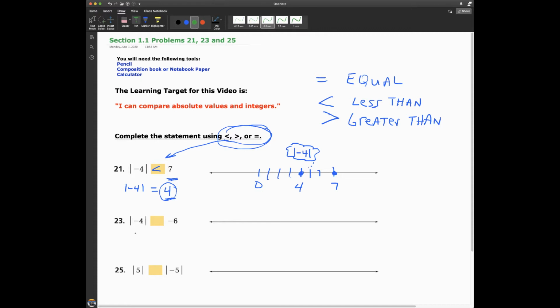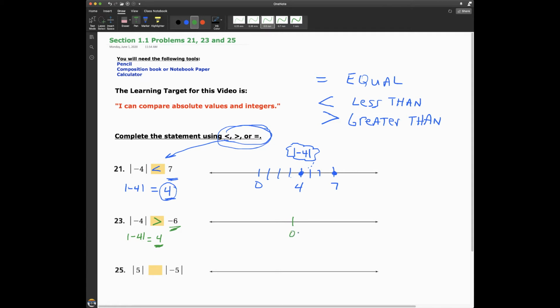Number 23. So let's look at this one. The absolute value of -4, I just worked that out. I know what that is. That equals 4. So really what I'm comparing is this value, 4, and -6, right? And you can already see that the absolute value of -4 will be greater than -6.